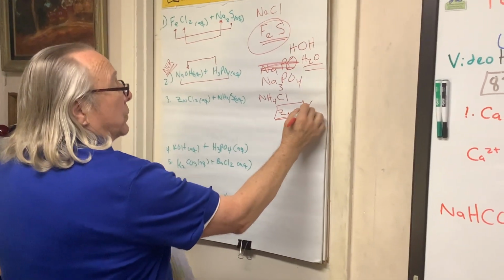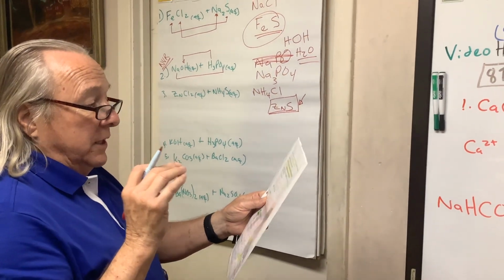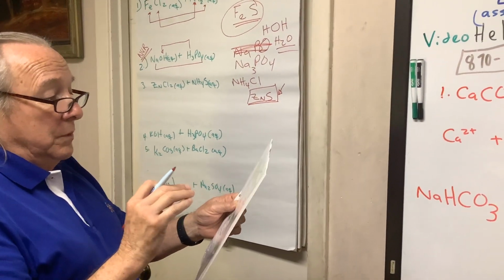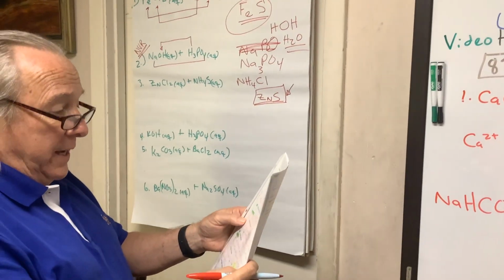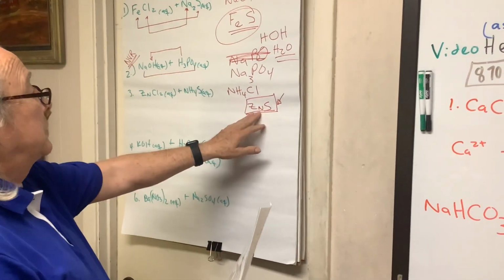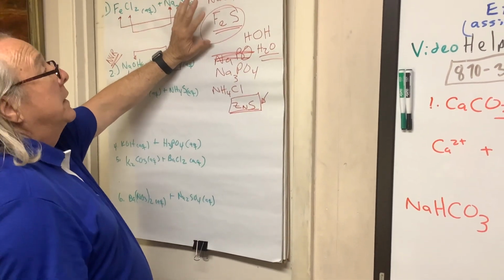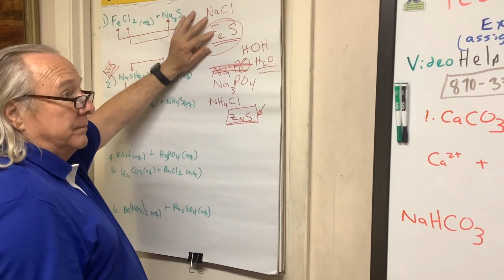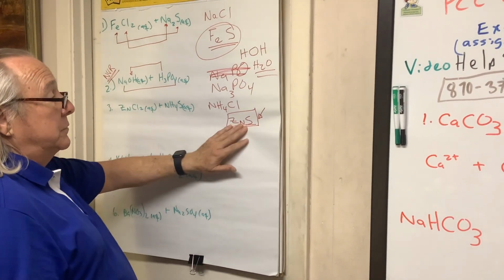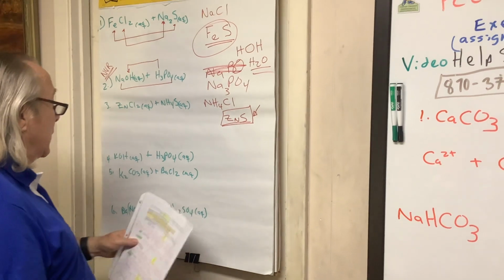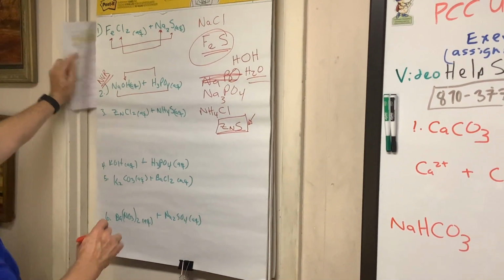So, for question number 3, when it says, will mixing this pair result in formation of a precipitate? Yes. And if so, the precipitate should be identified. So this is what you need to say. For number 1, iron sulfide. For number 2, you need to say no visible reaction. And for number 3, you need to say zinc sulfide. So let me do the other 3 before I go on to the next page.